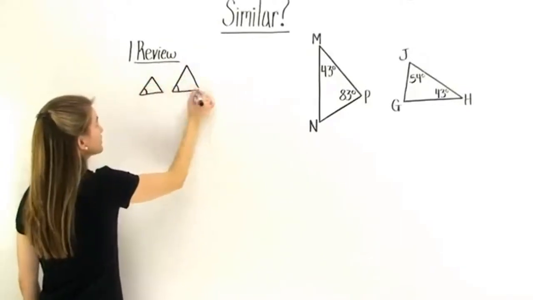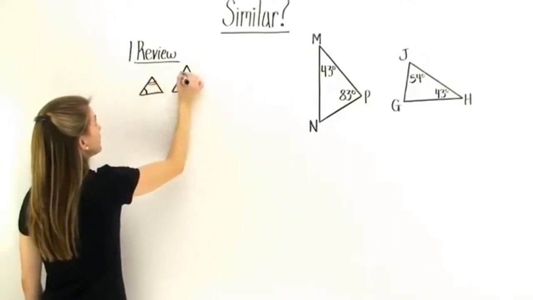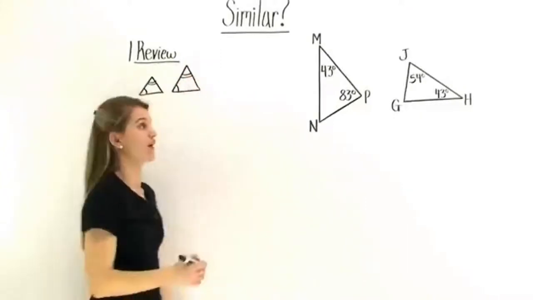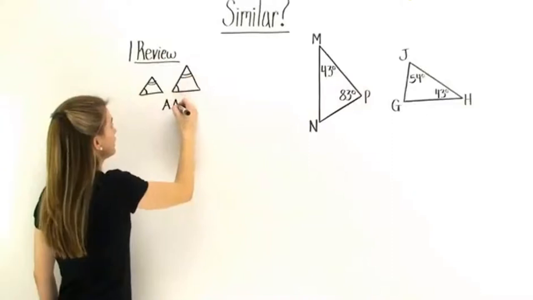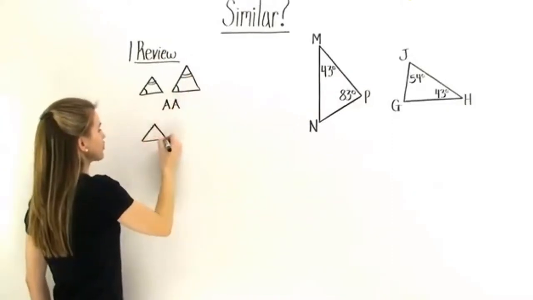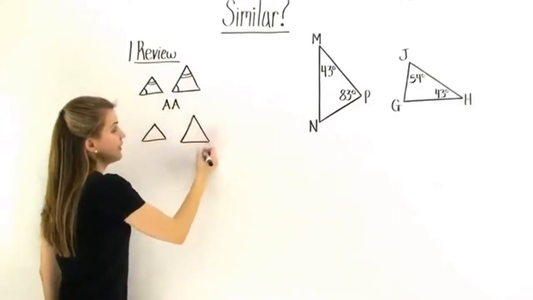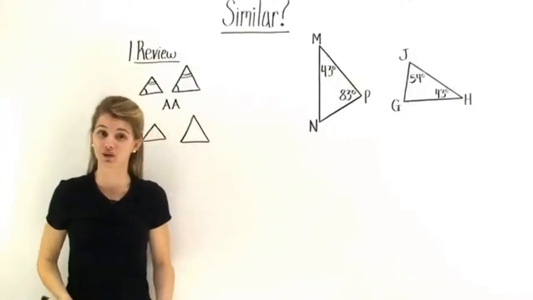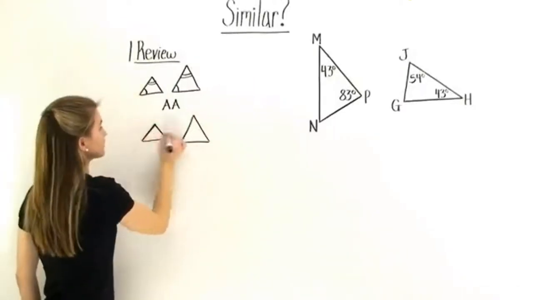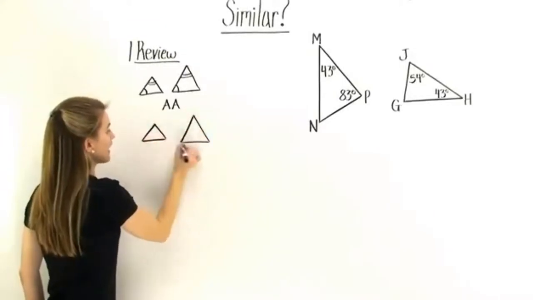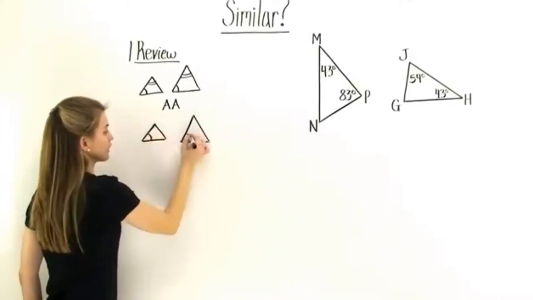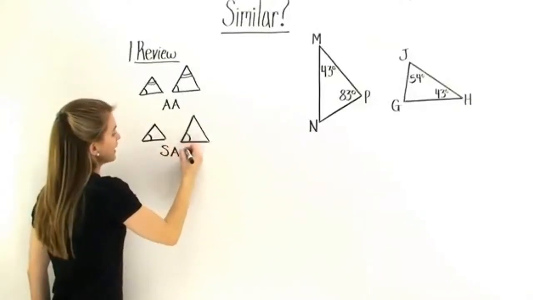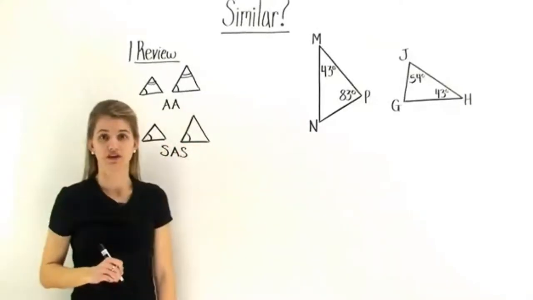If we have two pairs of congruent angles, then we can show that these two triangles are similar by the angle-angle triangle similarity postulate. Or, let's say we have two triangles, and we have two pairs of proportional sides and the included angles are congruent, then these two triangles would be similar by the side-angle-side triangle similarity postulate.